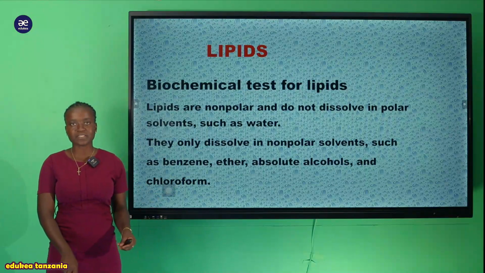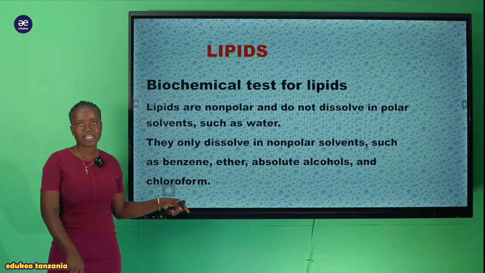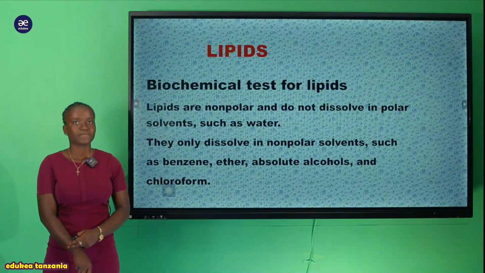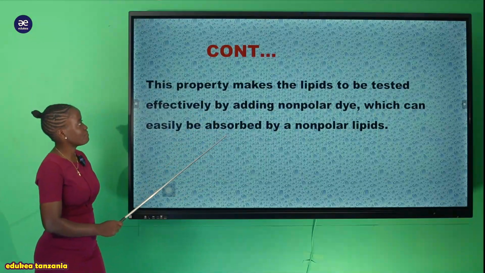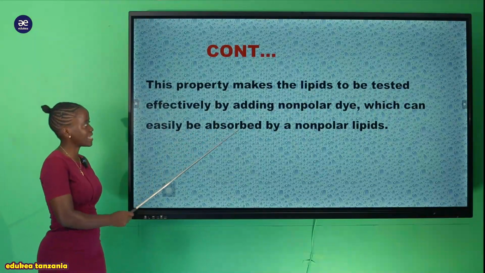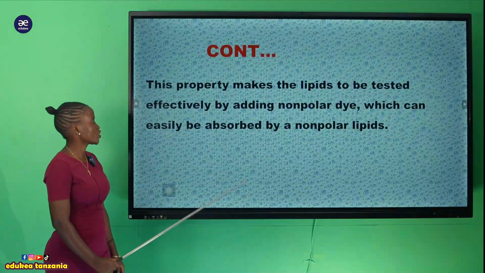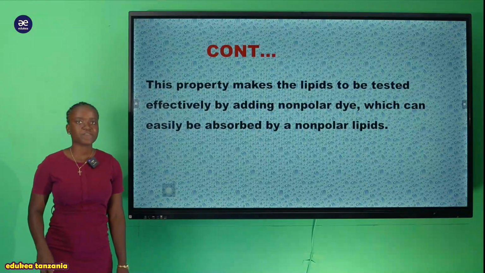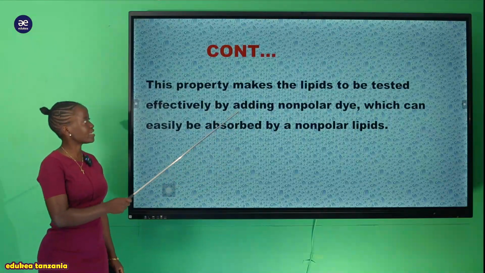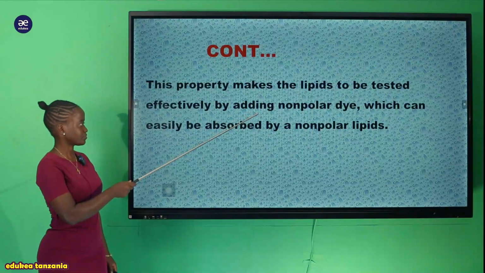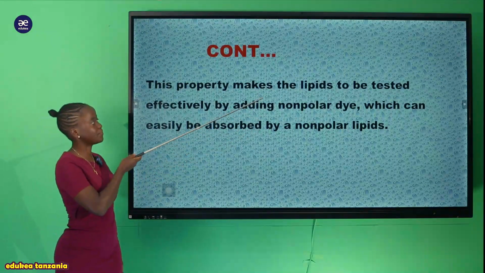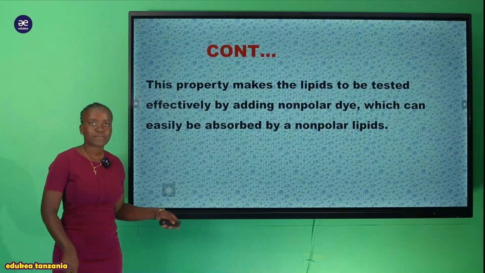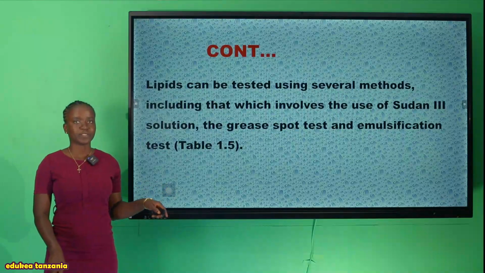When you take the lipids and dissolve them within these non-polar solvents, they can dissolve completely because they are non-polar. So this property makes the lipid to be tested effectively by adding non-polar dye, which can easily be absorbed by the non-polar lipids. In order to test if there is a presence of lipid, we have seen that it can be tested effectively by adding non-polar dye, which can easily be absorbed by non-polar lipid. Ndivyo ambavyo tunaweza identify there is a presence of lipid.